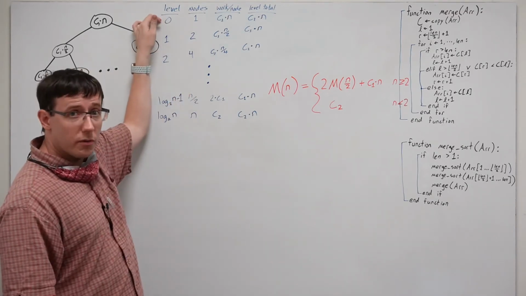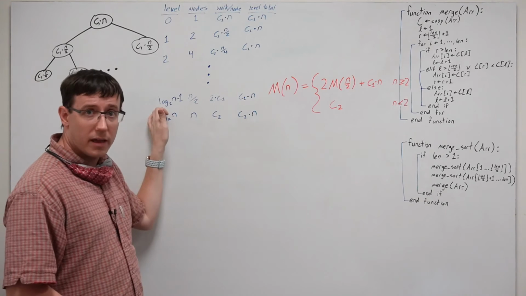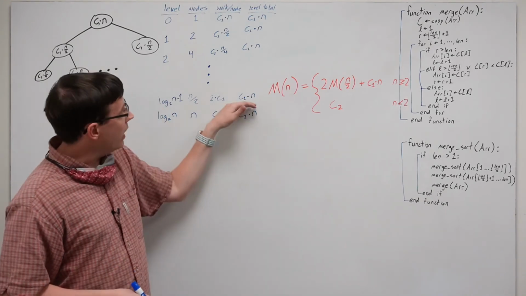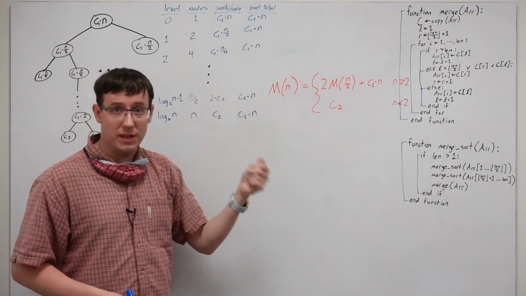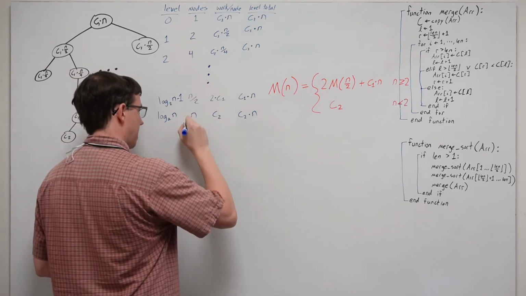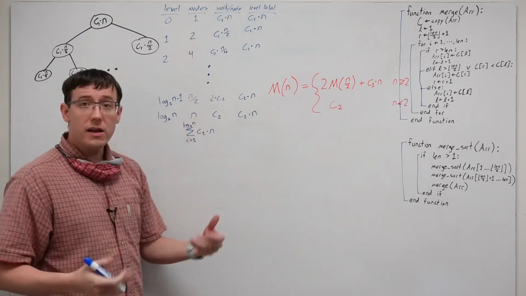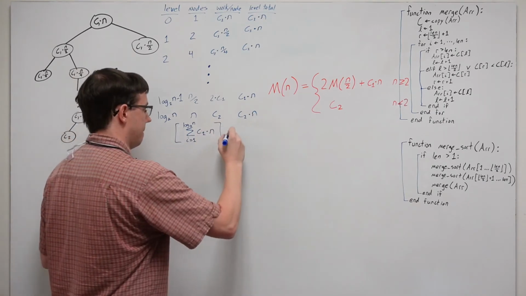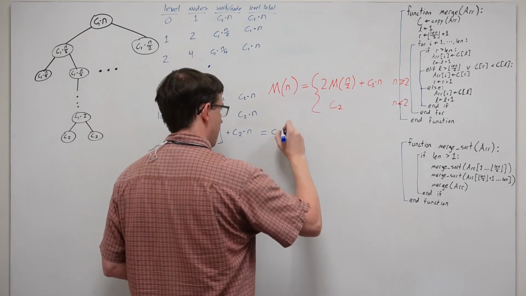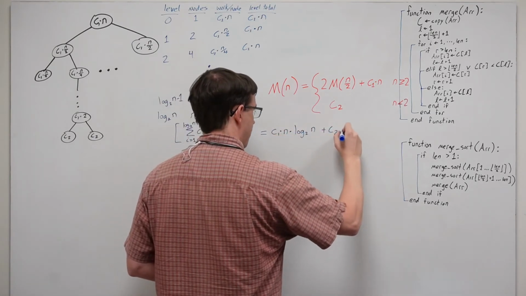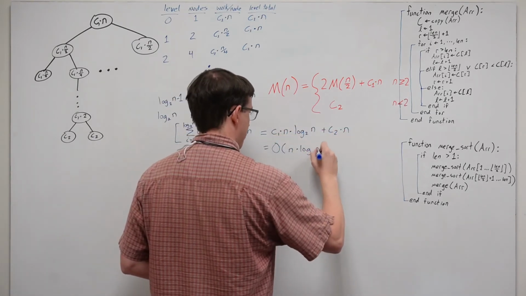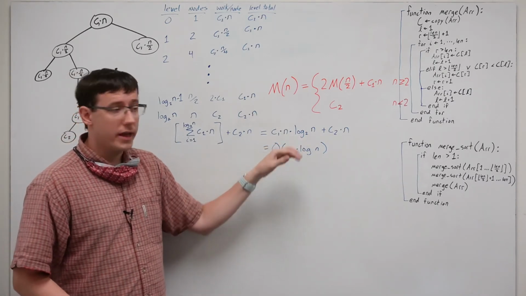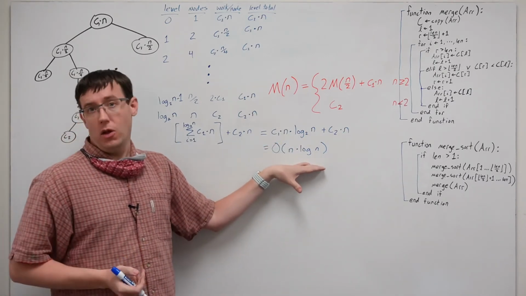So from level 0 to the second to last, we have log base 2 of n levels, and we add up the total work across those levels. And then we can add the work done at the last level. And we get a total amount of work that is big O of n log n.